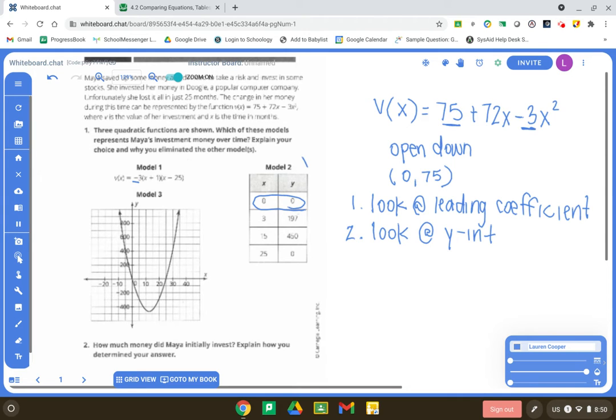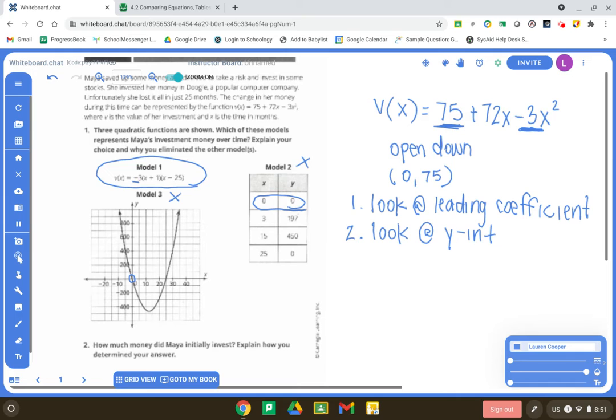So I'm automatically knowing that model 2 is not going to match Maya's investment because 0, 0 is not going to match. The y-intercept here looks like for model 3 is also 0, 0. So model 3 is also not going to work. So our choice here would be model 1. And we were able to do that just by looking at our leading coefficient over here on the right and our y-intercept. So you just need to make sure that you know those two things.